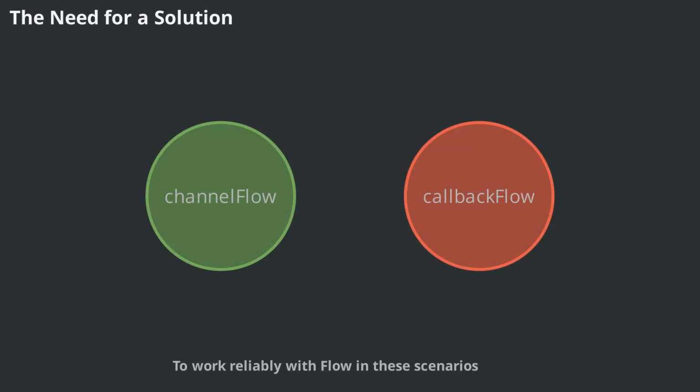To work reliably with Flow in these scenarios, you need a mechanism that can accept values from external or uncontrolled execution contexts. This mechanism should forward values to the collector without breaking Flow's rules. That's where channel flow and callback flow come in. They bridge the gap between external sources and Flow's strict execution model.